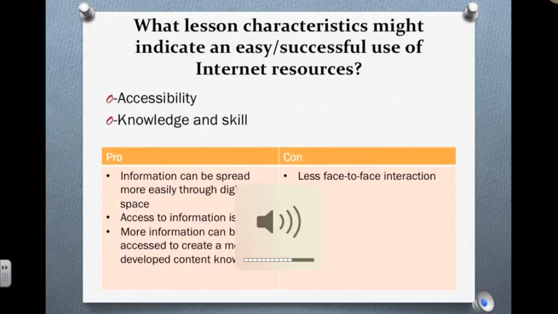Accessibility and the development of knowledge and skill are the lesson characteristics that indicate easy or successful use of the internet resources for this segment. Students are able to spread and share information more easily through the use of digital space. Also, students are able to access more information with ease. However, through the use of interactive posters, there is less need for face-to-face interaction outside of the theme groups.